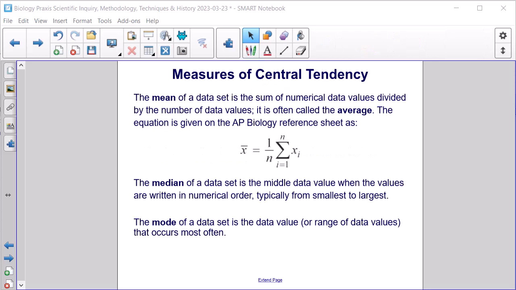Measures of central tendency. The mean of a data set is the sum of numerical data values divided by the number of data values. It is often called the average. The equation is given on the AP Biology reference sheet as follows, where the mean value is the sum of all the values divided by the total number of values. The median of a data set is the middle data value when the values are written in numerical order, typically from smallest to largest. The mode of a data set is the data value or range of data values that occurs most often.